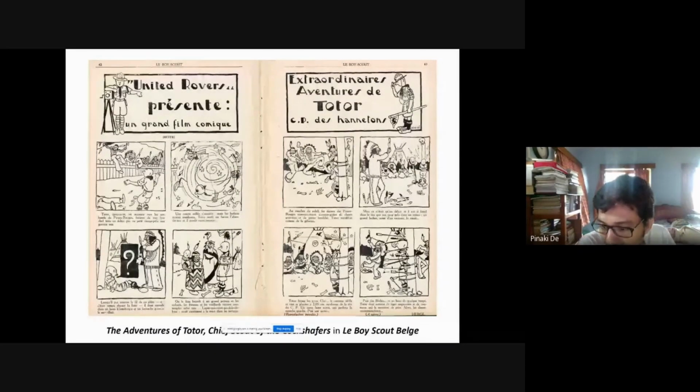Arj was a Boy Scout in his childhood, and from his scouting experiences he created a minor comic strip called The Adventures of Totor. Can you see the man? So this is Totor. This Adventures of Totor was drawn by Arj, written by Arj, and first published in a magazine called Le Boy Scout Belge, the Boy Scouts of Belgium.